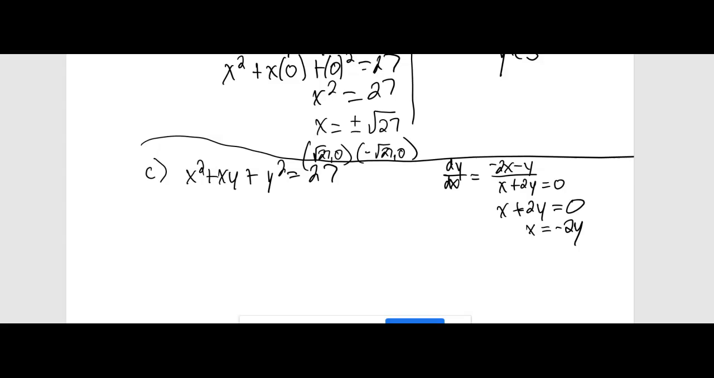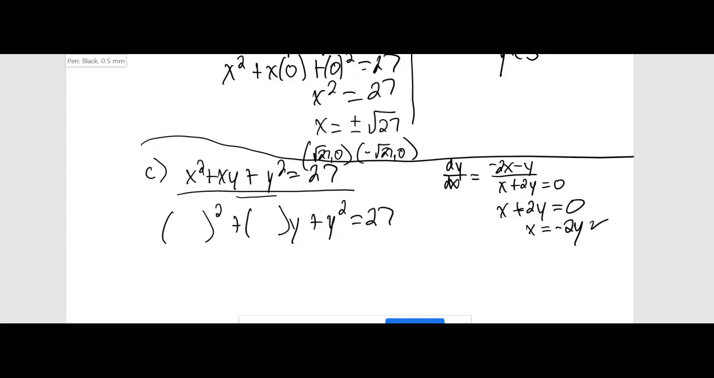So now what I'm going to do, I'm going to go back up into this original equation here, since I want points on the curve. Wherever I see an x, I'm going to get rid of it, and I'm going to replace it with what we just said x is equivalent to in terms of y. So now I'm going to do a negative 2y quantity squared. And then I'm going to do a negative 2y times a y. Now we have an equation that will give us the y coordinate of our point.